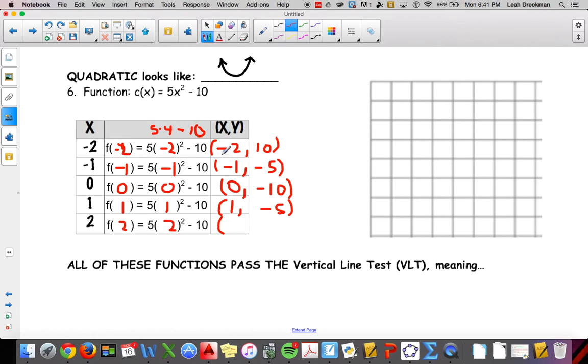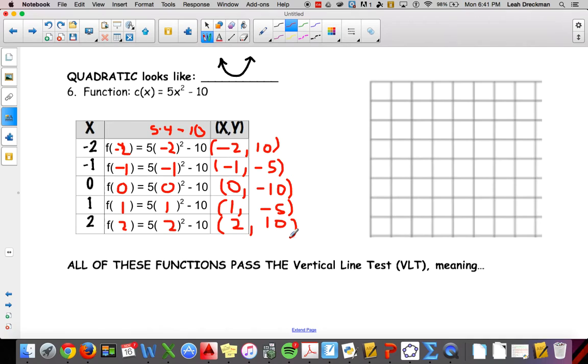Okay, after you've had a chance to try a few of these, just to talk through this last one, we put positive 2 in for our input. 2 squared is 4, times 5 is 20, minus 10 is 10. So you're always squaring before you do your multiplying because you have to follow the order of PEMDAS.